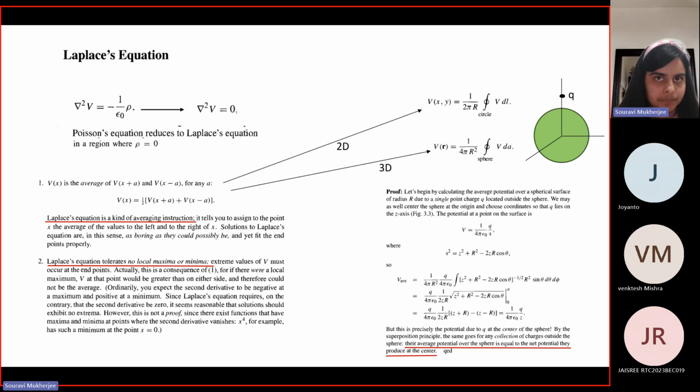So if you have a sphere, there should not be any maxima or minima inside. The maxima or minima should lie on the surface of the sphere. So this is already telling you that the Laplace equation tolerates no maxima and minima, and we'll see that this is very important when we talk about uniqueness theorems. It is this property which finally leads to the uniqueness theorem, which again allows us to use the image charges. So all these things are connected.